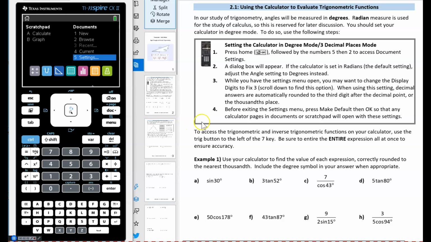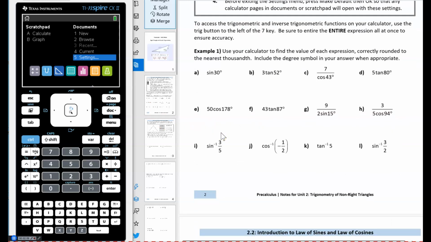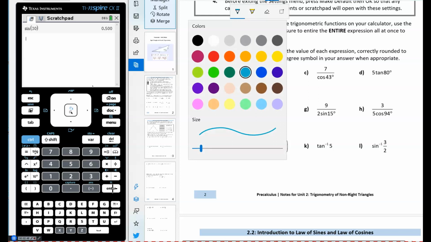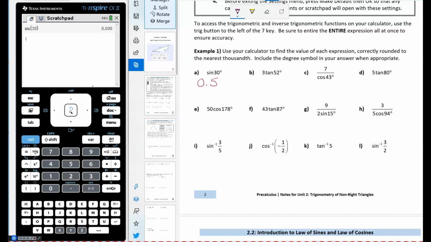All right. So in order to access our trig and inverse trig functions on your calculator, we're going to use the trig button to the left of the 7 key. In order to get started in a calculator scratch pad, you're going to want to press the letter A for a scratch pad and open one up from the home screen. All right, so I'm going to press the trig button and I'm going to choose that first trig function, sine, and enter 30. And that'll give us example 1a, sine of 30 degrees. Press enter, and it's rounded that to 0.500. It's actually exactly 0.500 or 1/2. That's one that we could have found without a calculator.